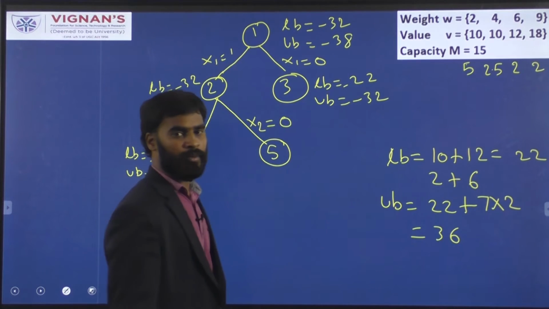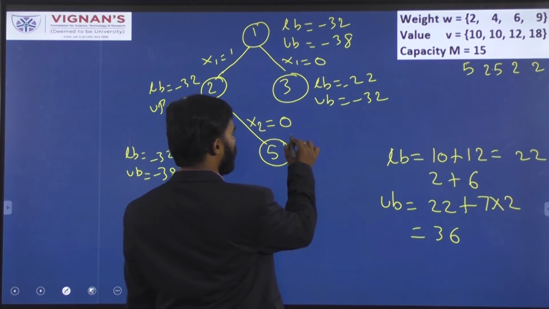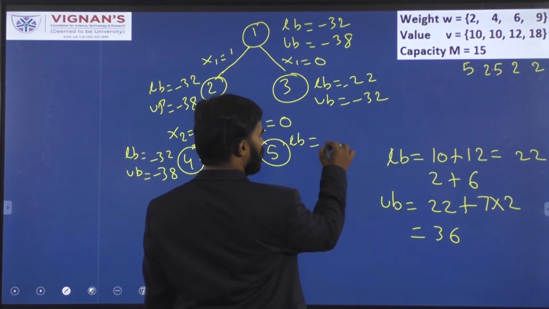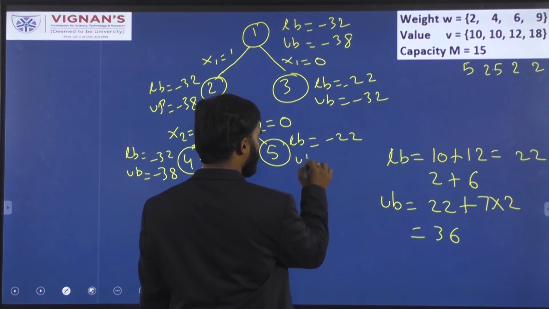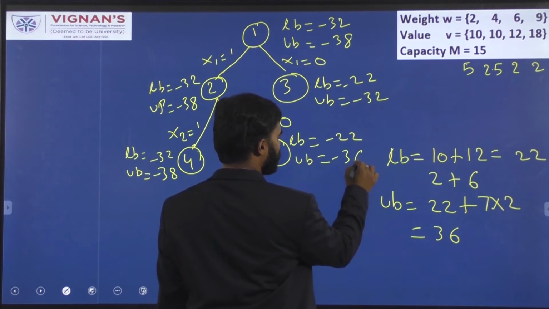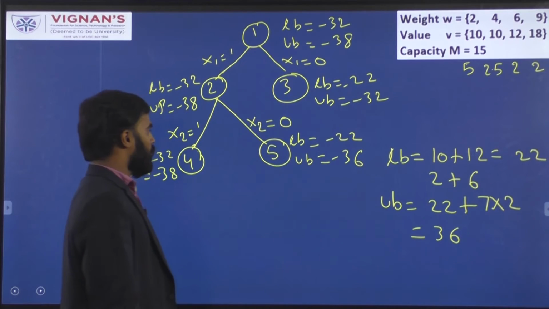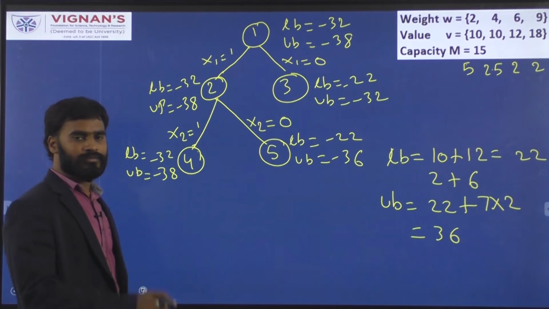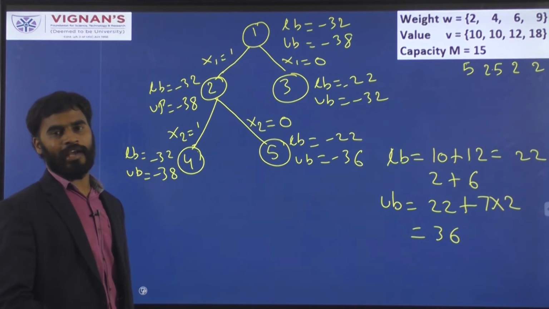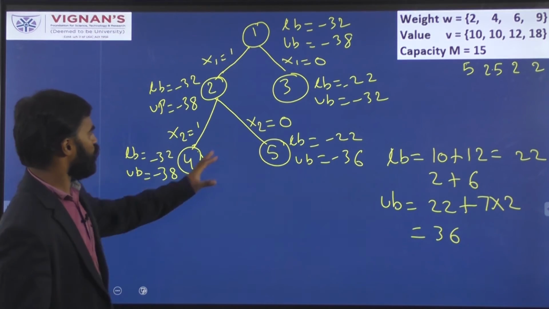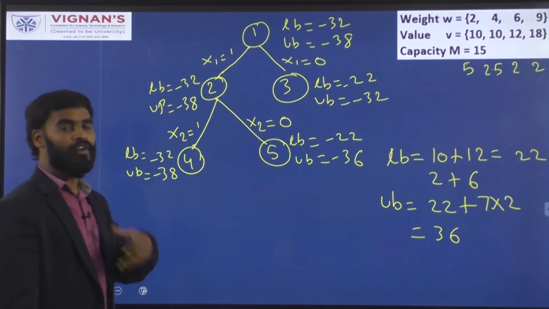So 36 is the upper bound for this one. So the lower bound is minus 22 and the upper bound is minus 36. Okay, there are 3 unexplored live nodes available: 4, 5 and 3. Now which one to explore?